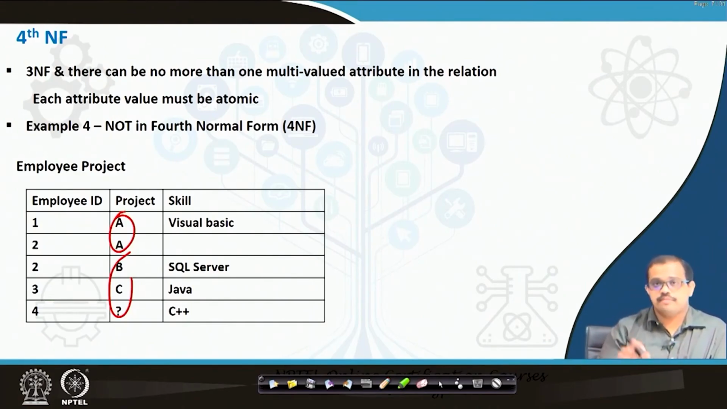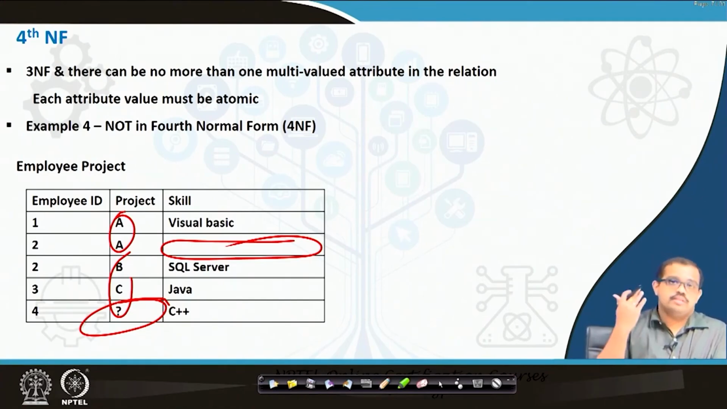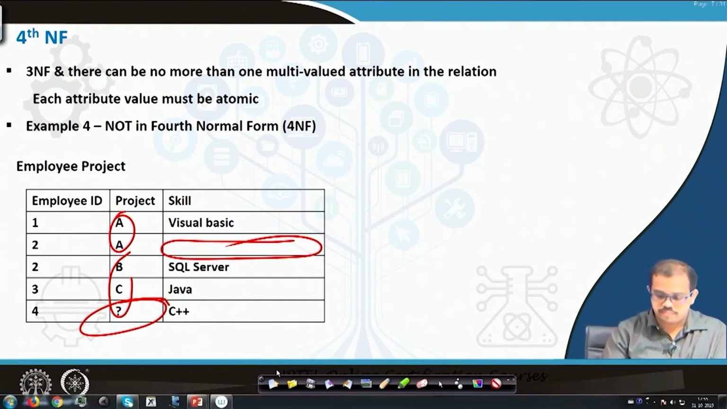The fourth normal form says, first thing is it has to be in the third normal form. First of all, it is not in the third normal form, very clearly it can be seen, and there must be no more than one multi-valued attribute in the relationship. But it also states each attribute value must be atomic. When you see here, the attribute value is not atomic. Fine. So, now we have to develop this into a fourth normal form.